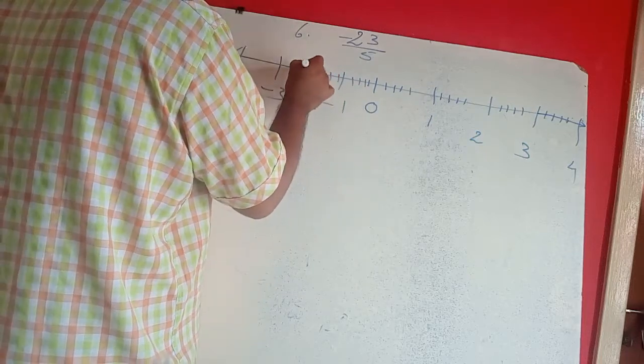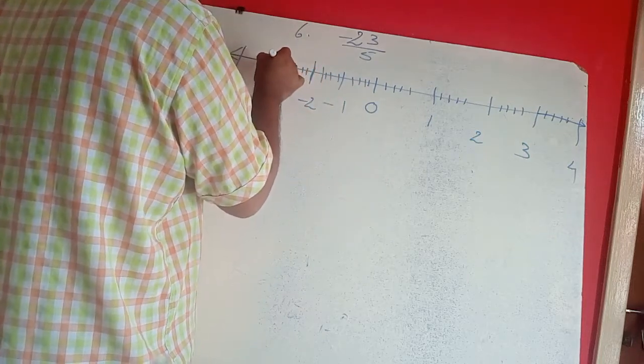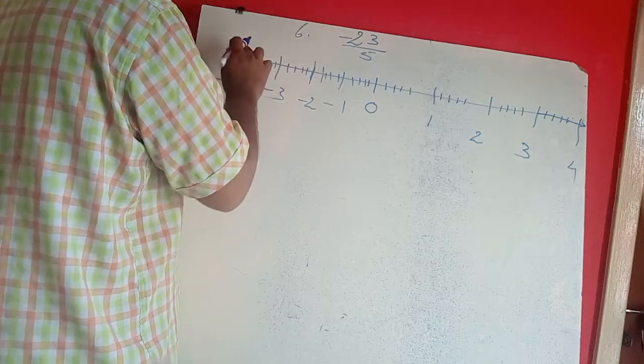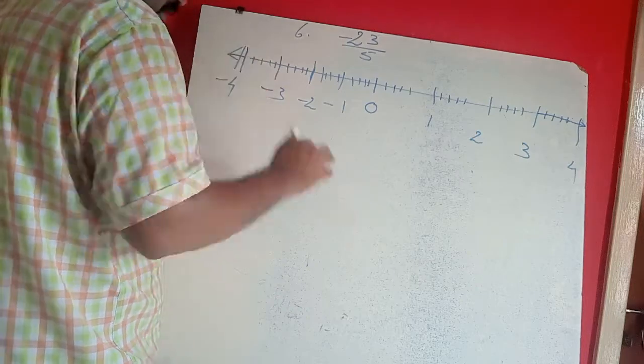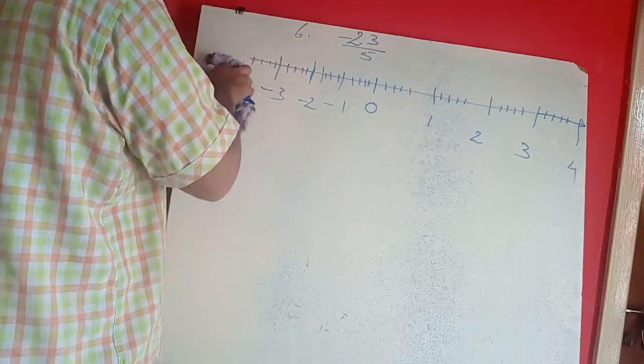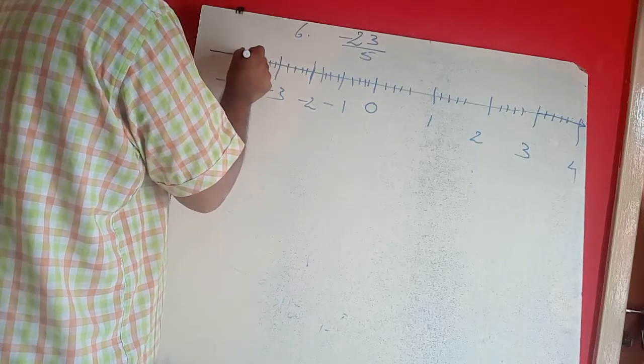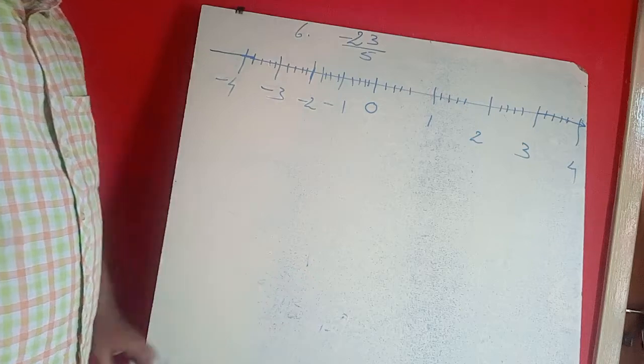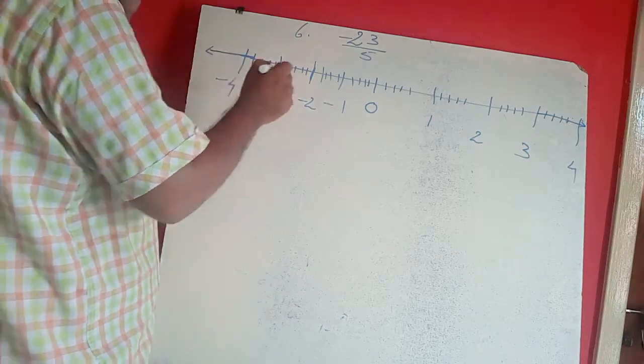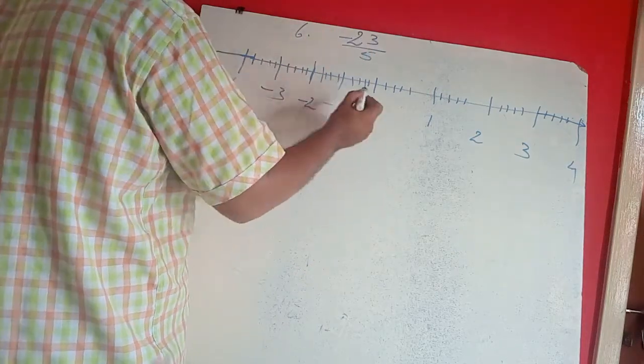Again 1, 2, 3, 4, fifth line. 1, 2, 3, 4, fifth line. So this is about the numbers. First, we have to indicate the numbers on the number line. The fifth line is minus 4. Afterwards, put an arrow mark and count 23 on the left side.